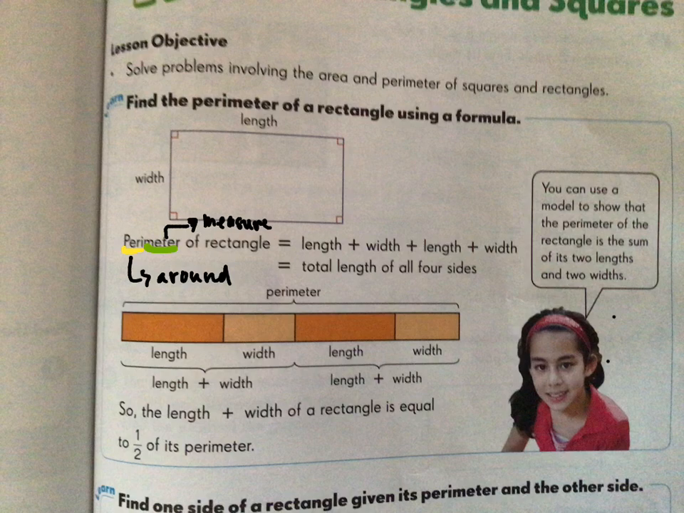We're measuring around a square. So if we look at this rectangle up here, the perimeter would be going around this green side plus this side. We're measuring around the outside of this figure, just traveling around the outside of the figure. Okay, so that would be the perimeter.